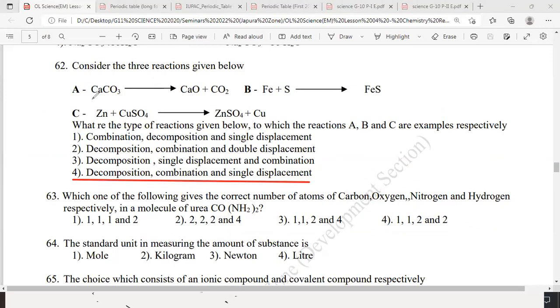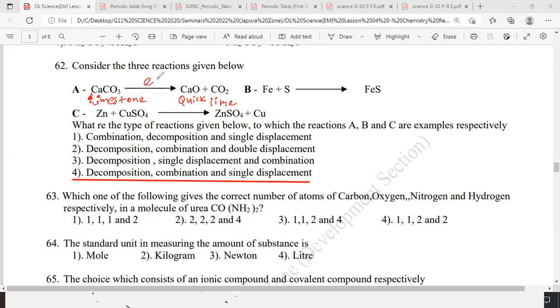It's limestone becoming quicklime. What is the chemical formula of calcium carbonate? That is CaCO3, and it's called limestone. This is limestone, and this is quicklime. This is called quicklime.